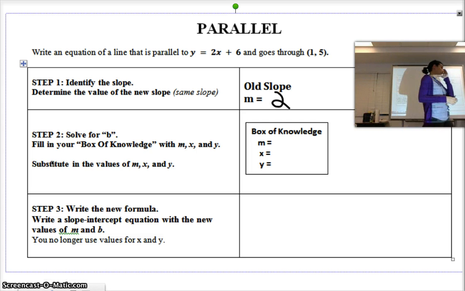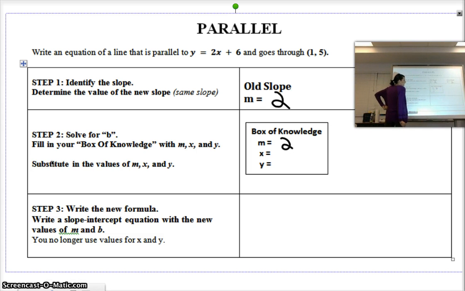All right, so the next thing is to solve for b. Just like when we were writing an equation of a line, we had to solve for b. Okay, so I've got my box of knowledge here to solve for b. I need m. Well, what did we say m was? 2. Now this time we don't have to pick a point because there's only one point that was given to us. Okay, so what is x?